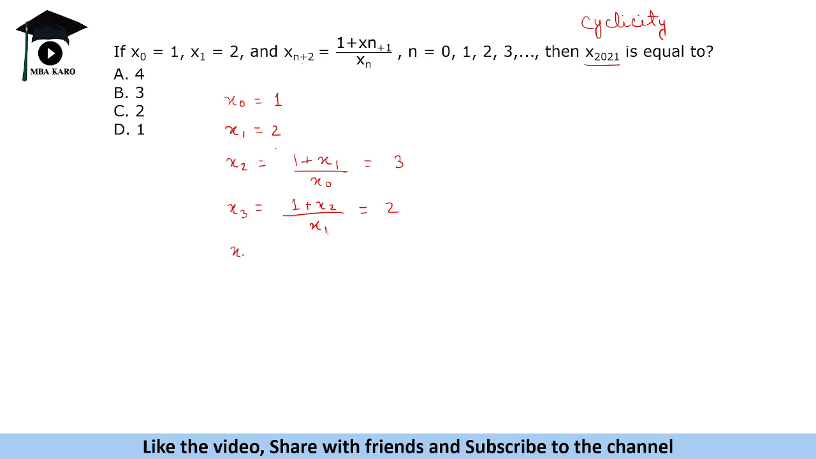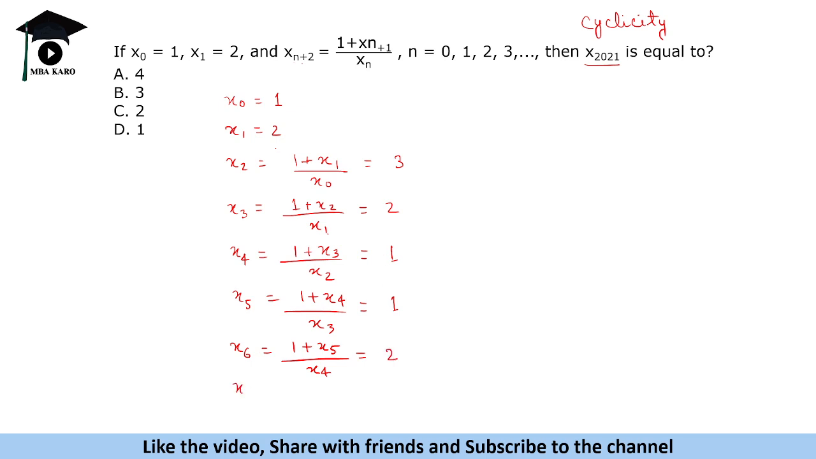Then we find x4. Like this, we'll keep finding some values. So 1 plus x3 by x2: 1 plus 2 is 3, 3 by 3 is 1. Then x5 will be 1 plus x4 by x3: 1 plus 1 is 2, 2 divided by 2 is 1. Then x6 is equal to 1 plus x5 by x4: 1 plus 1 is 2, 2 divided by 1 is 2.